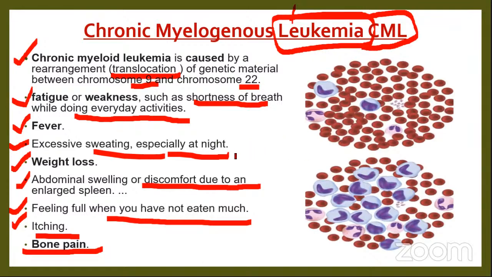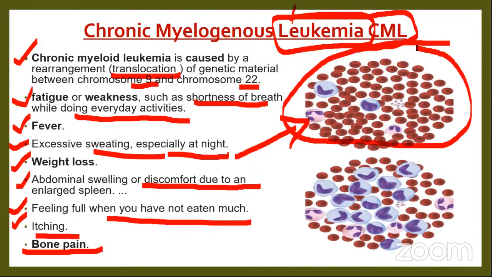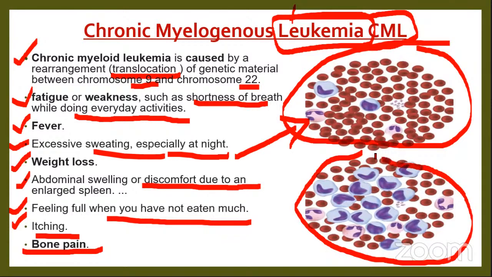Here in the picture, if you observe under the microscope a drop of blood, the upper side is the healthy condition, and the lower side is the abnormal condition where there are more WBC. The white colored cells you are able to see are called WBC. Their number is more than required, so it is called leukemia.